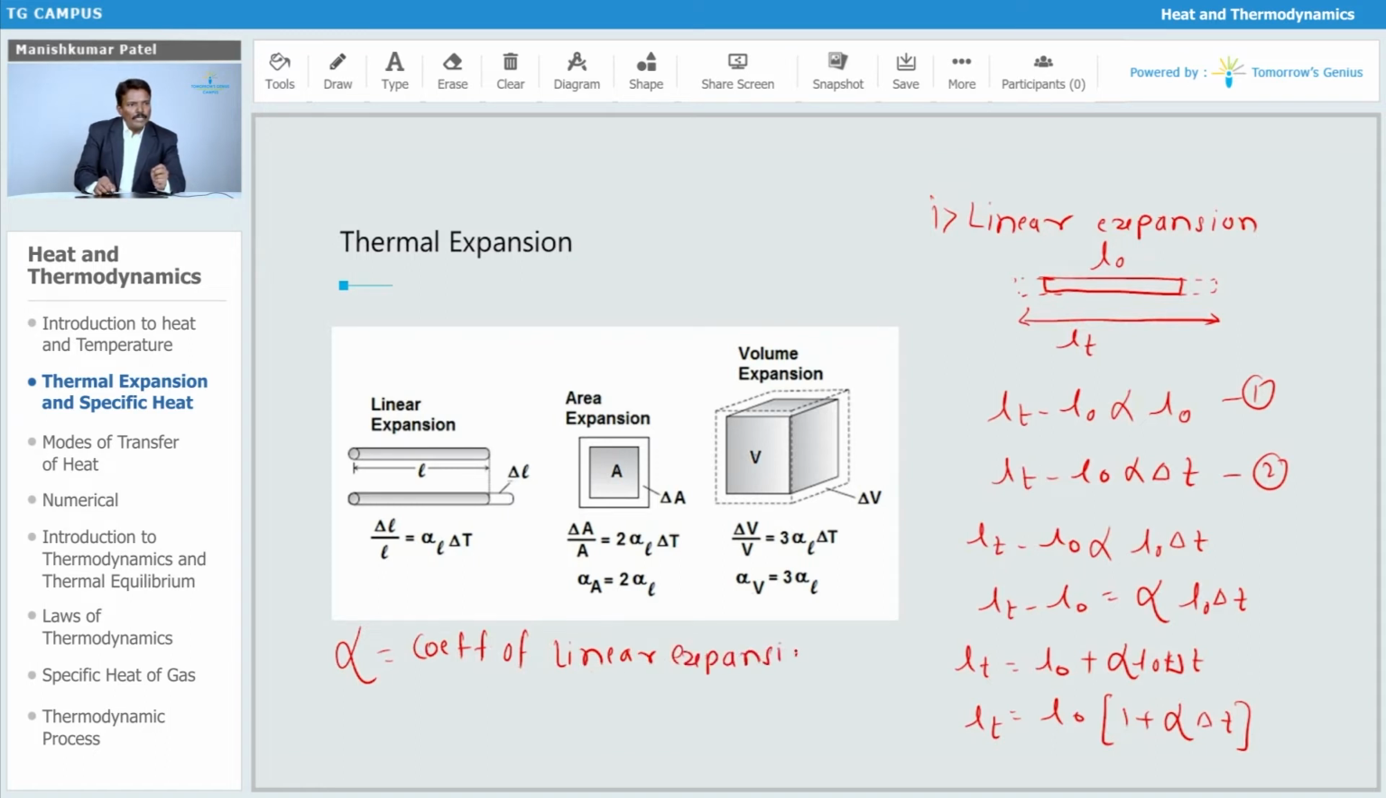One more point: this alpha is defined as the change in length per unit original length per unit rise in temperature. The unit is per degree Celsius or per Kelvin. So alpha, the coefficient of linear expansion, is defined as the change in length per unit original length per degree rise in temperature.